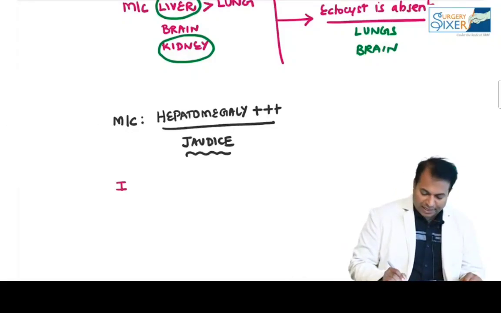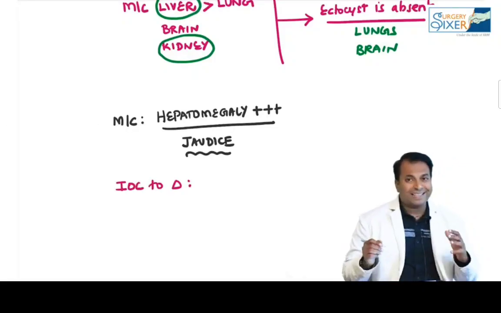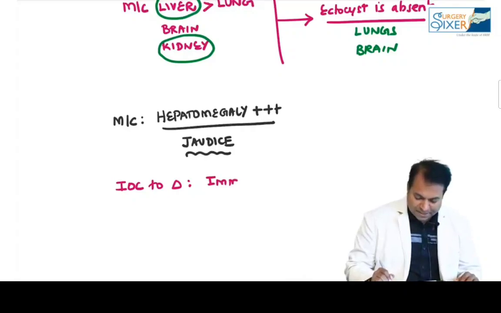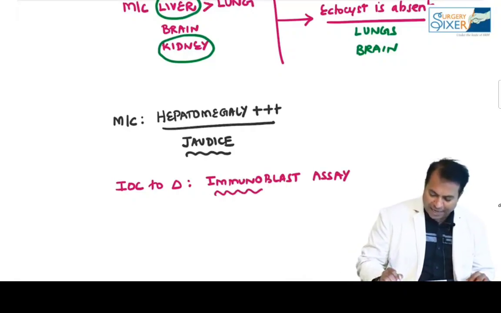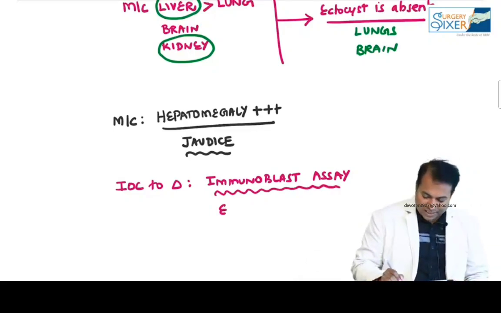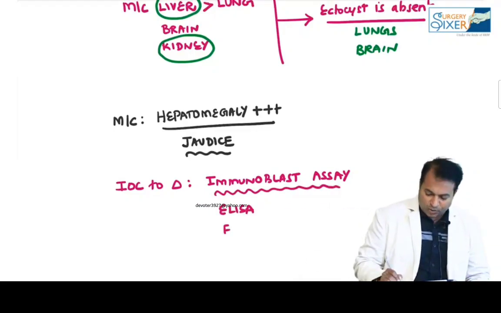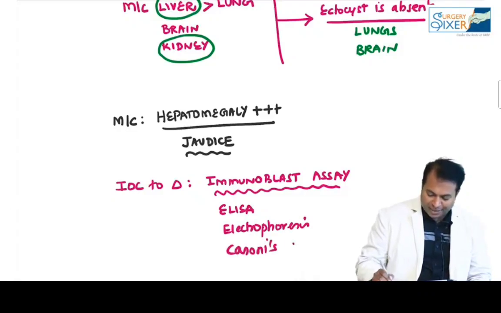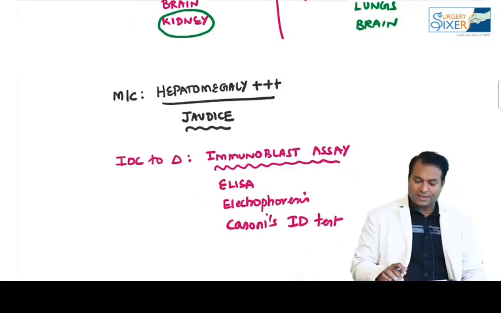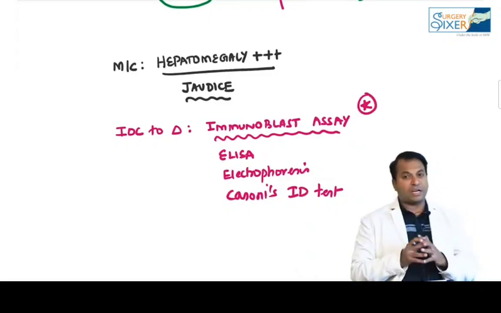And please don't forget the investigation of choice to diagnose. There are many tests available to diagnose hydatid cyst. Immunoblot is the best answer. If you get an answer of immunoblot assay, that is the best answer to diagnose hydatid in the body. Other investigations are ELISA, electrophoresis, and Casoni's intradermal test. All these are outdated. Immunoblot assay is the investigation of choice to diagnose hydatid.